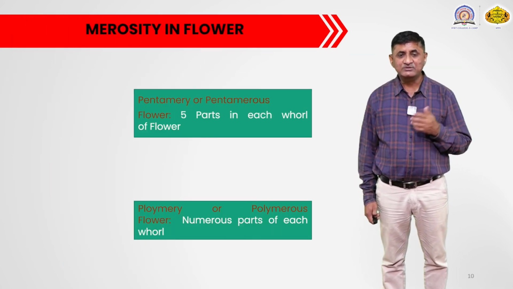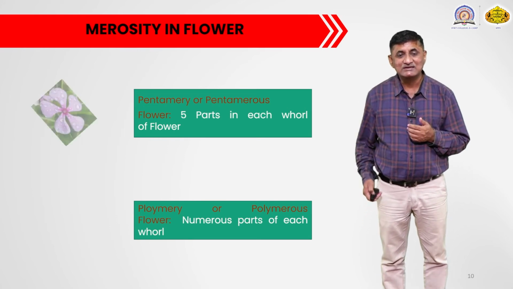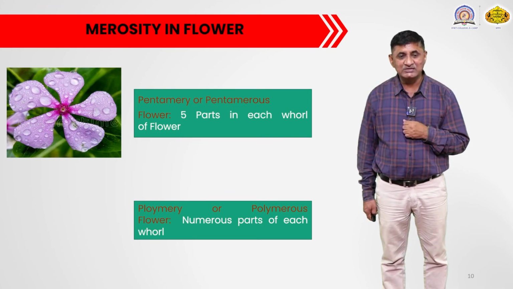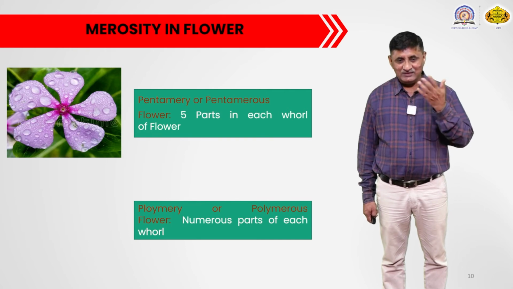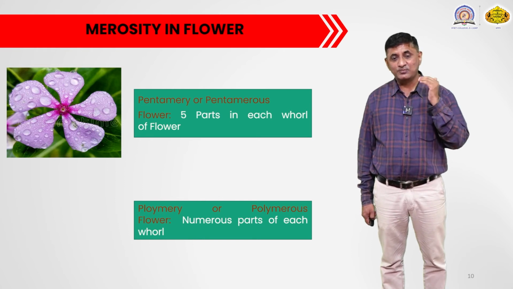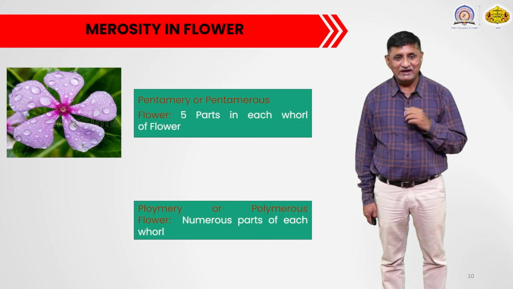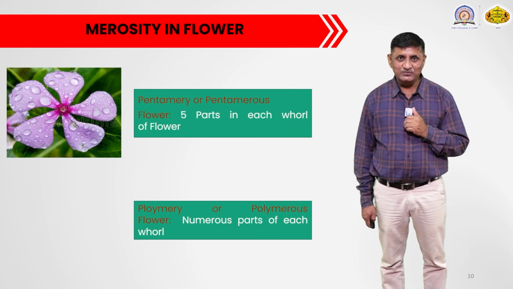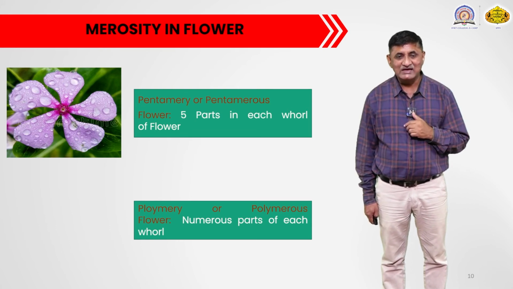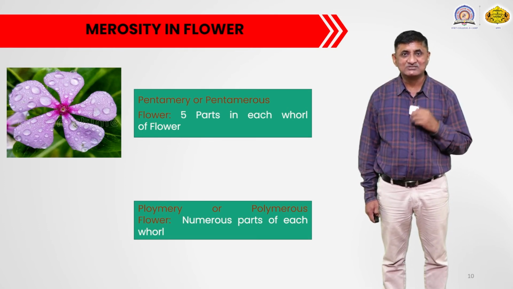Then if there are 5 parts, such a flower is called pentamery. You can see this is one of the flowers showing 5 petals. There might obviously be 5 sepals also. So, on the basis of 5 petals we can decide this flower is pentamerous in nature, and such merosity can be recognized as pentamery. So, 5 parts are there in each whorl. You can see the image is clearly showing the pentamerous condition.